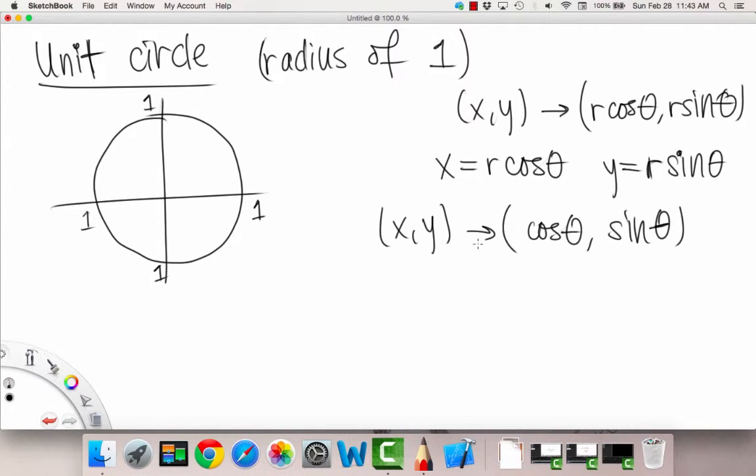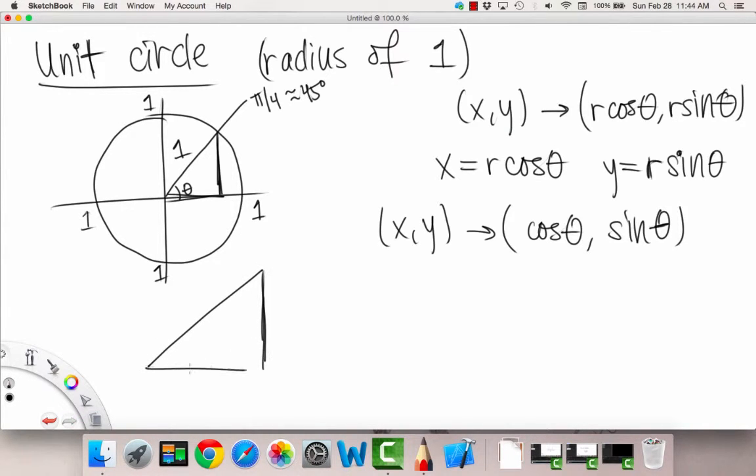So, let's start off by saying, what if our angle were pi over 4? Pi over 4 corresponds to 45 degrees, which is halfway in your first quadrant. If we have an angle of that, so here's our theta, then we have the following ratios. We have a triangle that's formed like this.